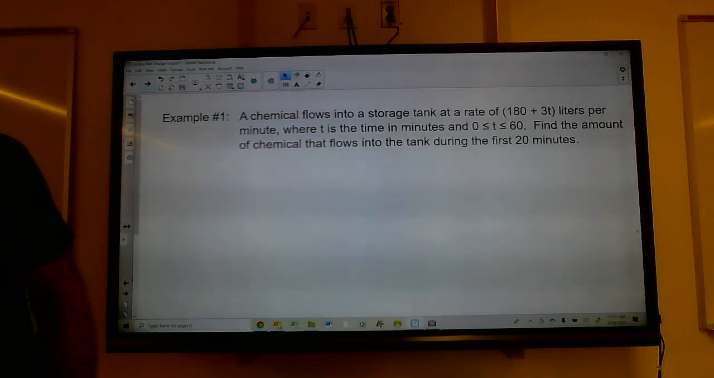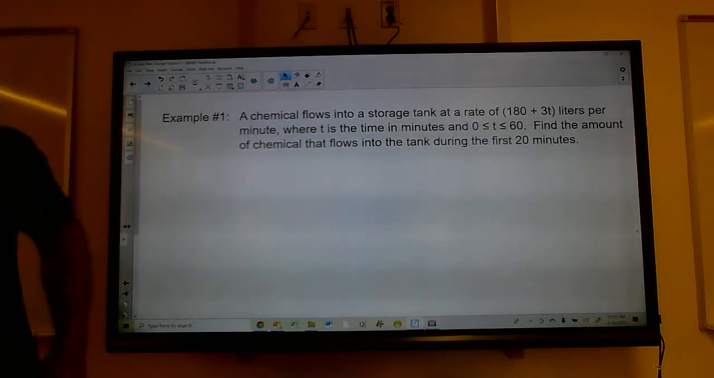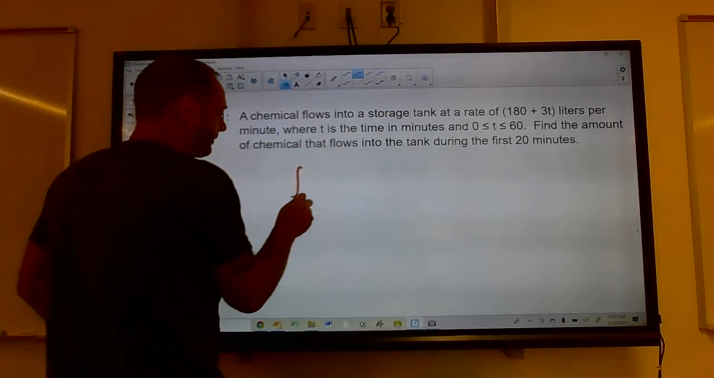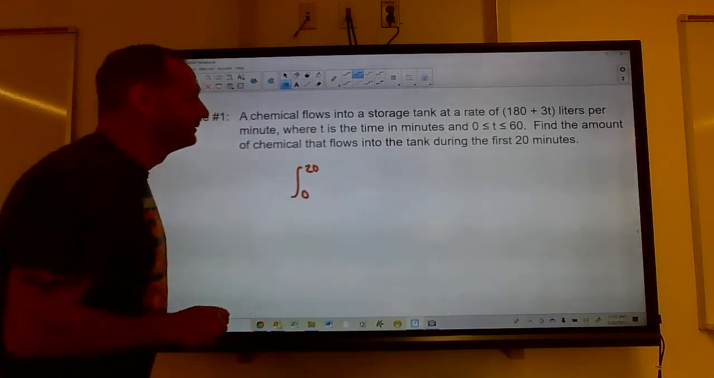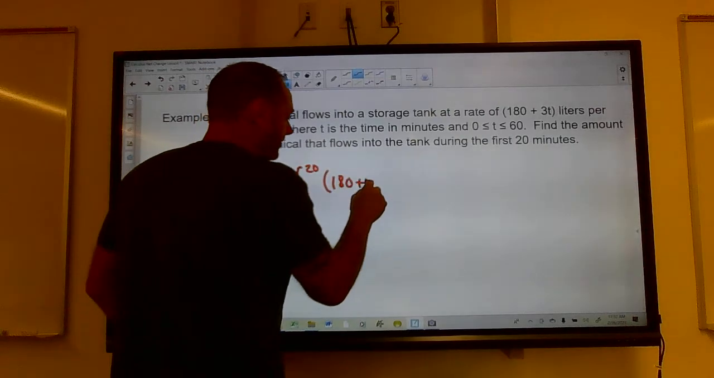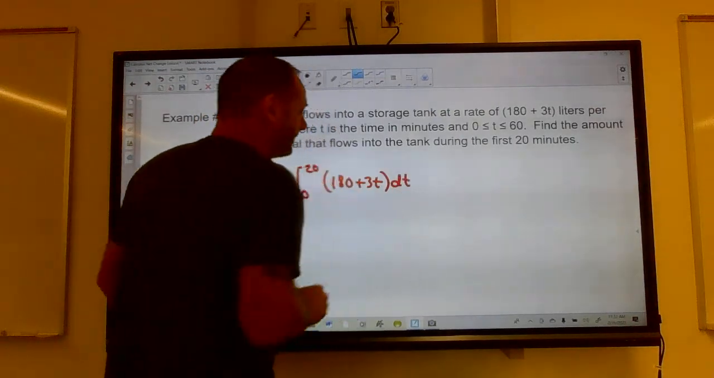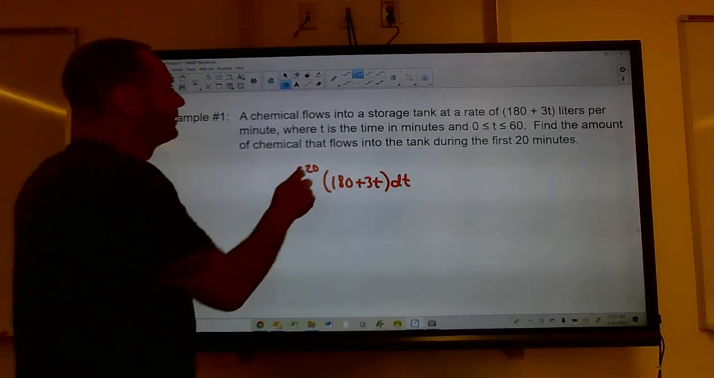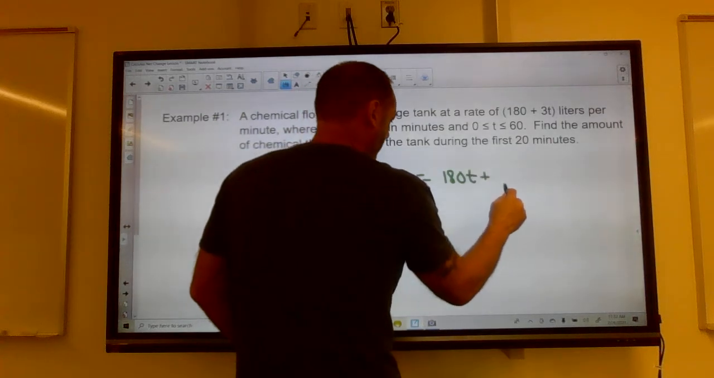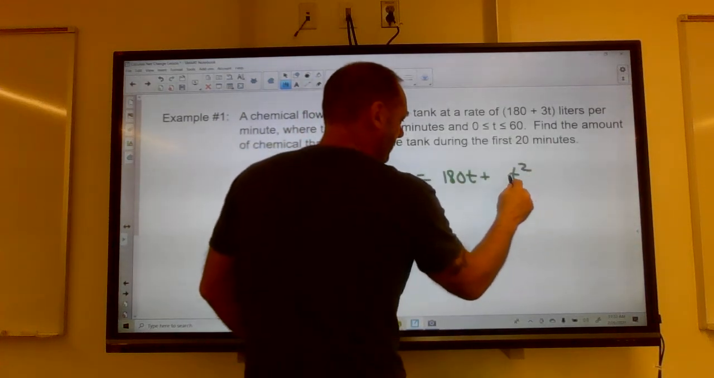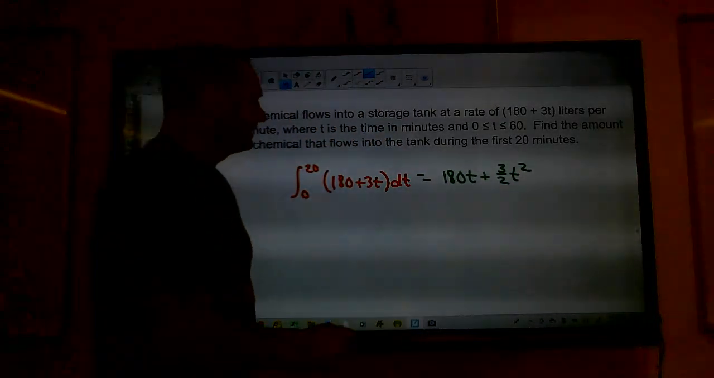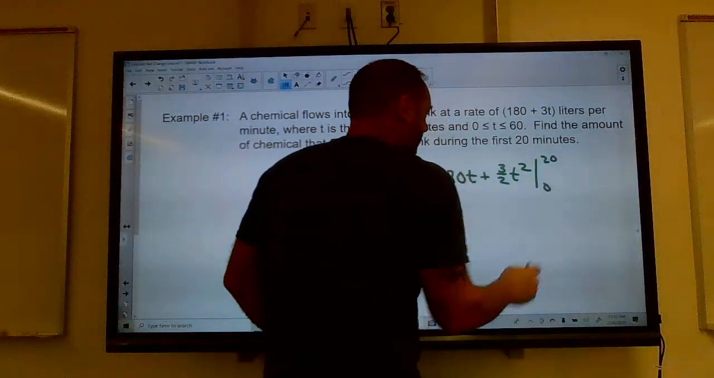All right, so here's what we're going to do, is we're going to take the integral from 0 to 20, because it's the first 20 minutes, of the rate of change, 180 plus 3t dt. Okay, so this is going to equal 180t plus t squared times 3/2, evaluated from 0 to 20.